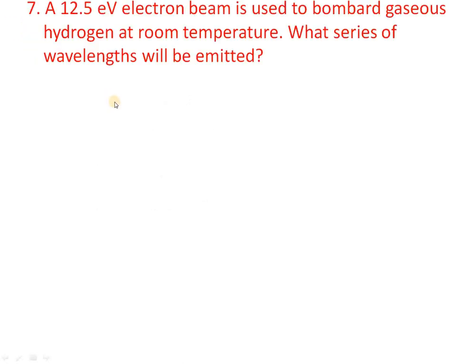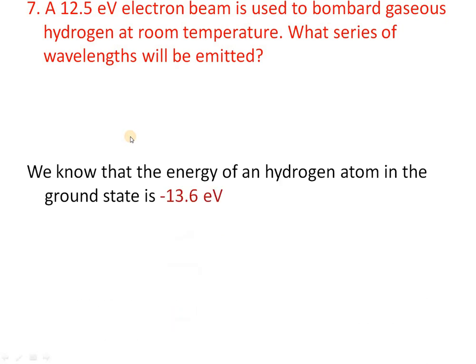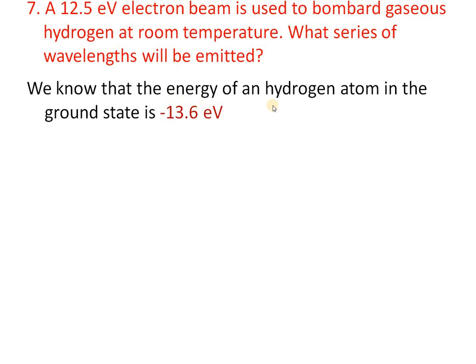Now let us move on to the next problem. This is the 7th problem. A 12.5 electron volt electron beam is used to bombard gaseous hydrogen at room temperature. What series of wavelengths will be emitted? By this time we know that the energy of the electron in the first orbit, that is the ground state of the hydrogen atom, is minus 13.6 electron volt. As you can see here, the energy of the hydrogen atom in the ground state is minus 13.6 electron volt.